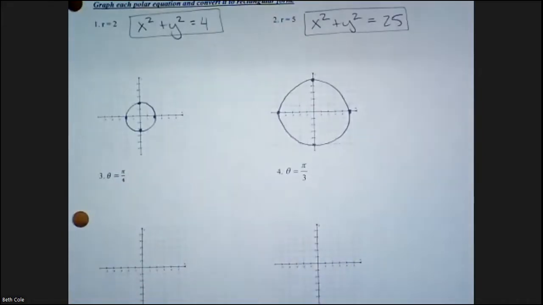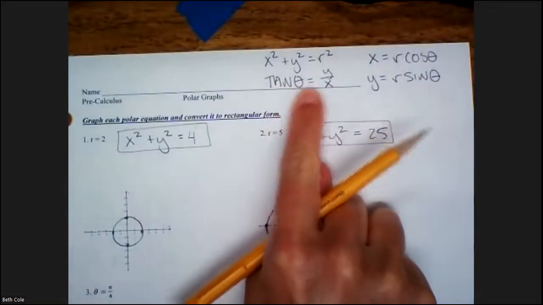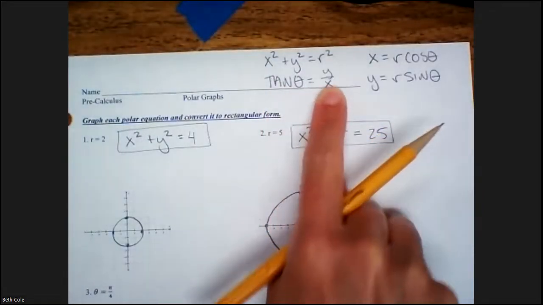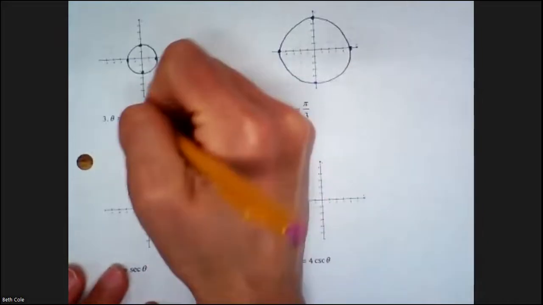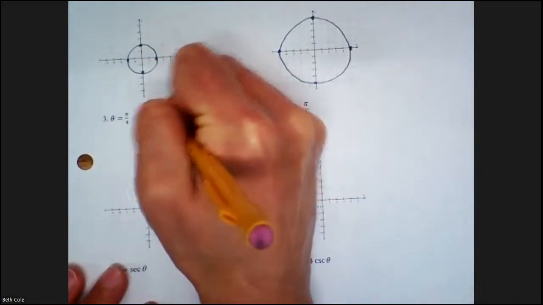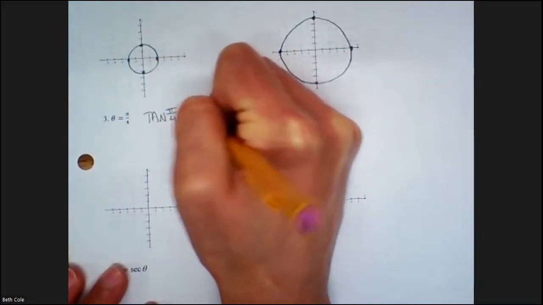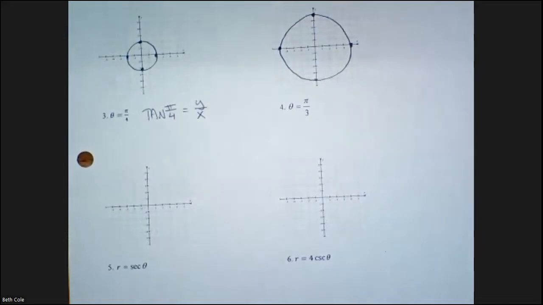Now, if you have theta equals, this is going to be a line. We just need to figure out what the slope is. Do you remember rise over run? Like you go up a certain amount and over a certain amount? For this one, we're going to use this conversion. Tangent of theta equals y over x. So this one, it's going to be tangent of pi over 4 equals y over x. And then we have to evaluate tangent of pi over 4.